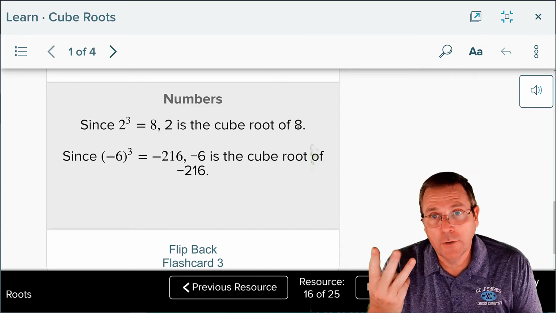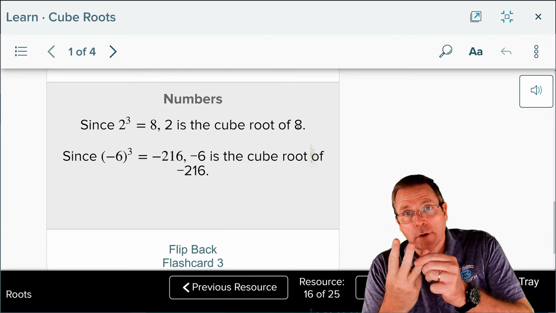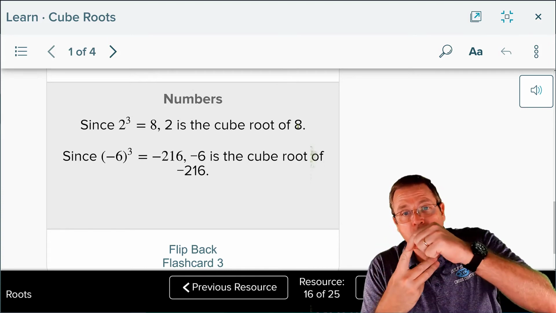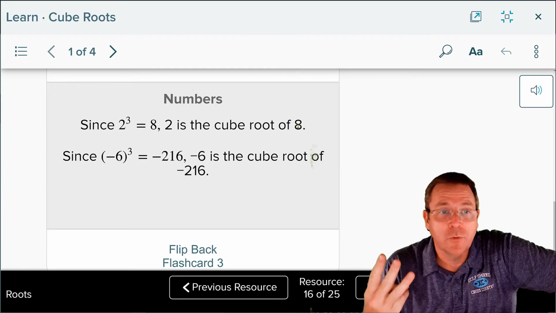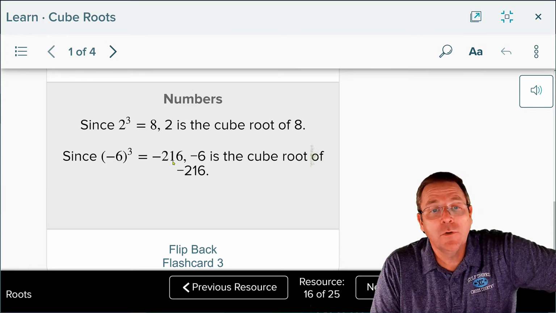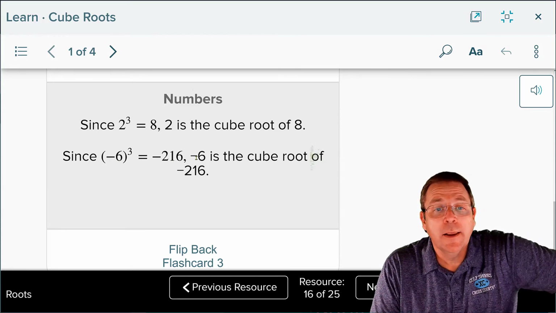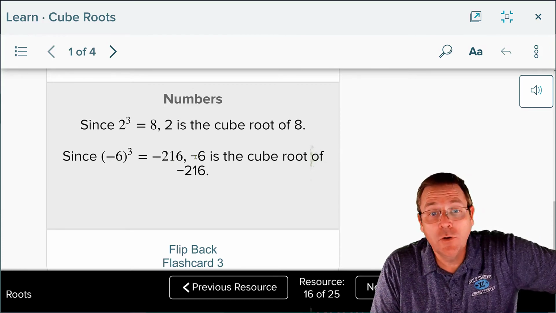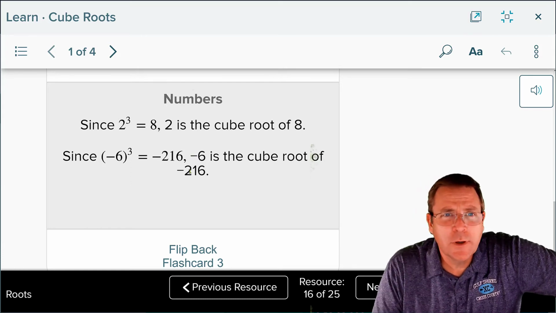Because there's three 2's. 2 times 2 is 4, times 2 is 8. One of those 2's is going to become the cubed root of 8. Same thing here, since negative 6 cubed is going to be negative 216, then negative 6 is the cubed root of negative 216. Did you catch what they just did there?